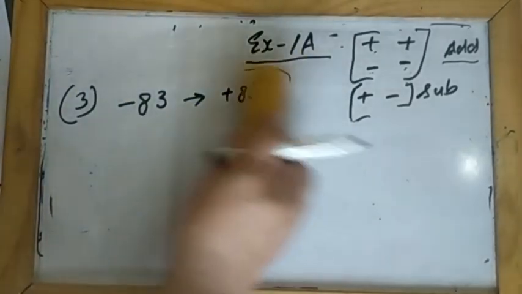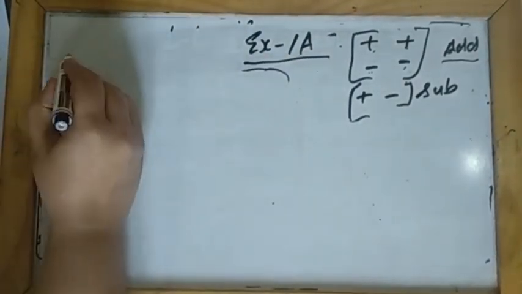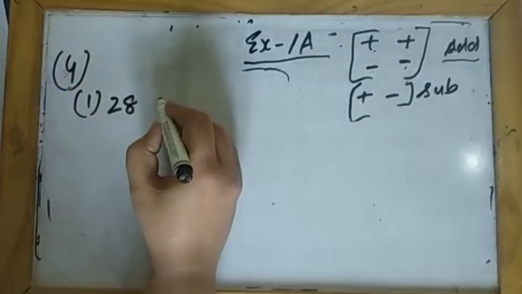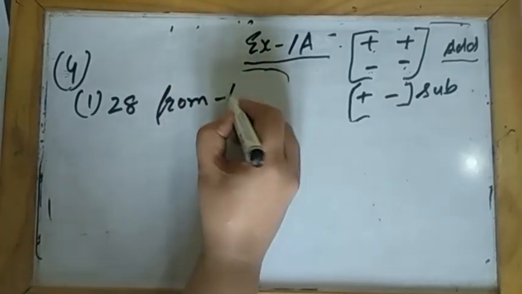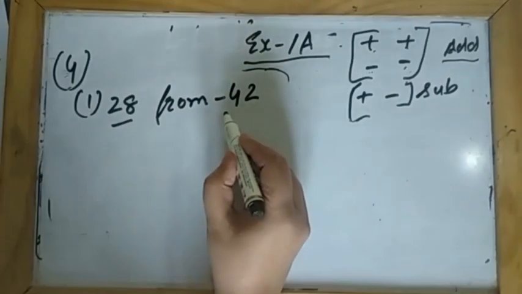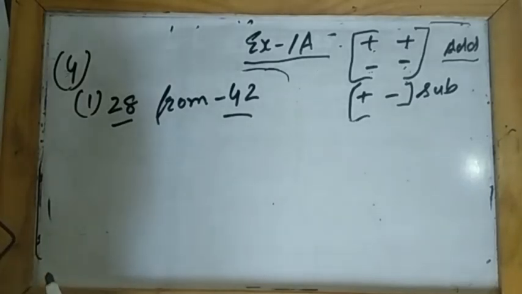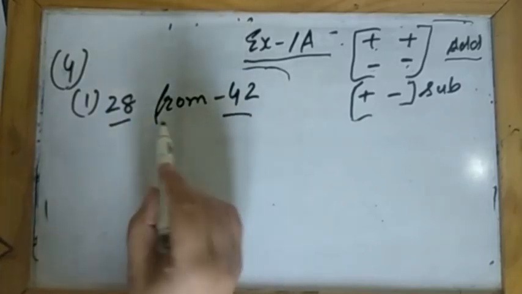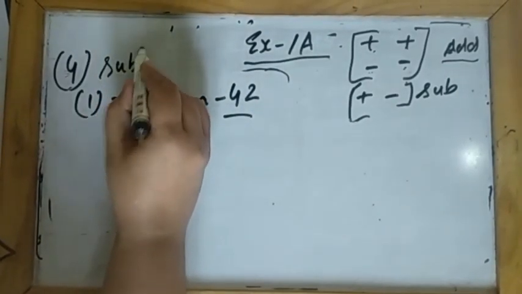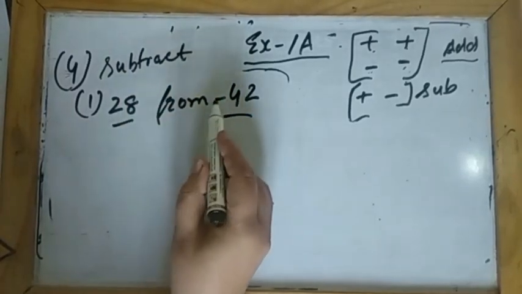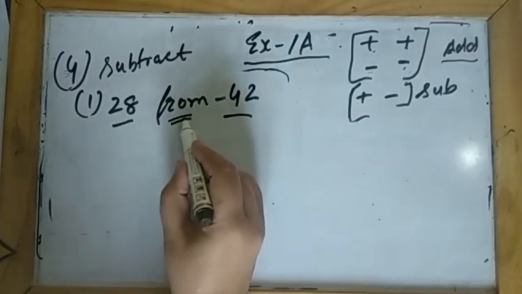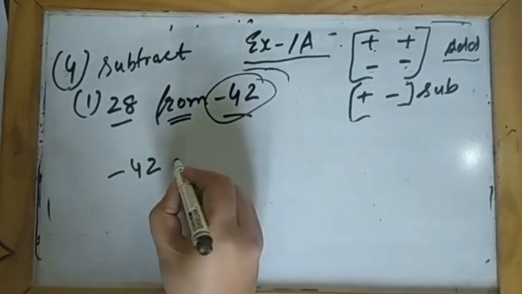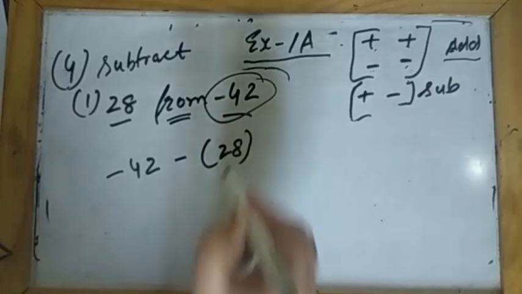So our next question is on subtraction only. Now see how we subtract the integers. 28 from -42. One of the integers is positive and one is negative. So in subtraction, first of all I'll write the sum. So this sum is to subtract. So first of all I'll form the question for this. It's from. From means I have to write this number first. So from -42 I have to subtract 28.